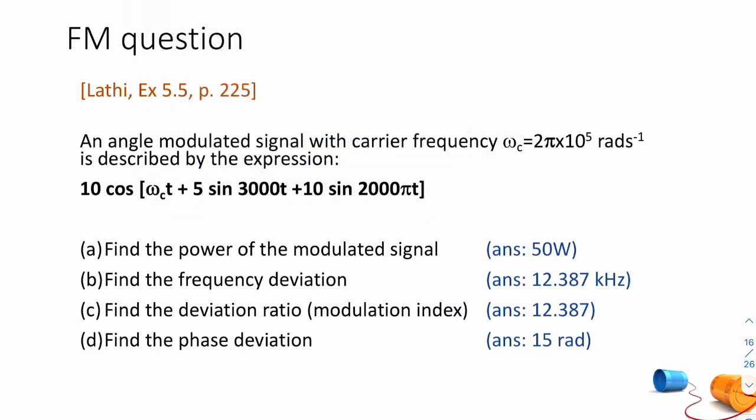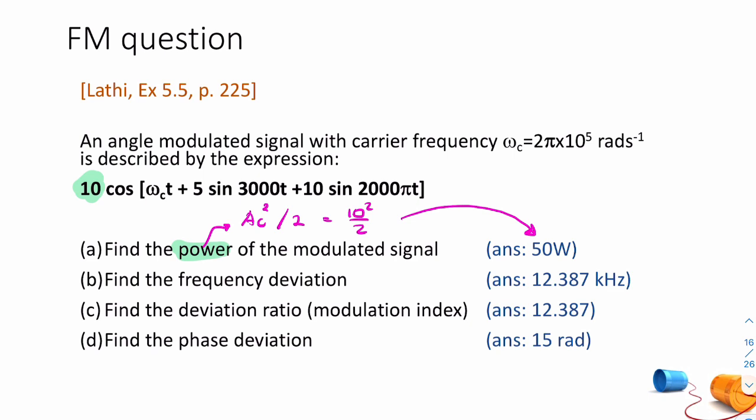It's a cosine with a constant amplitude. The amplitude is 10. So to find the power, you would be looking at the amplitude squared divided by 2. So it's 10 squared divided by 2. So that's how you would find the power. You don't need to involve the frequencies at all because it's a constant amplitude cosine.